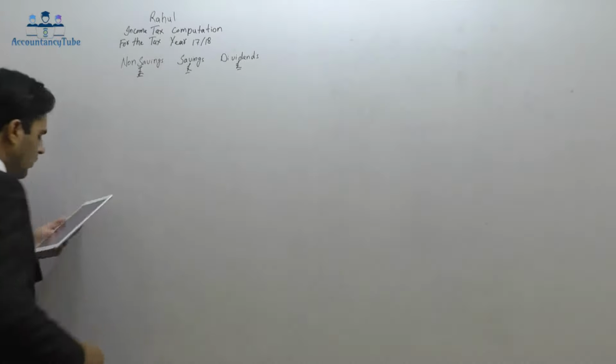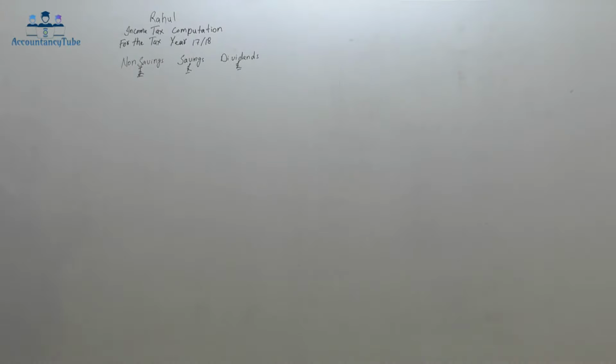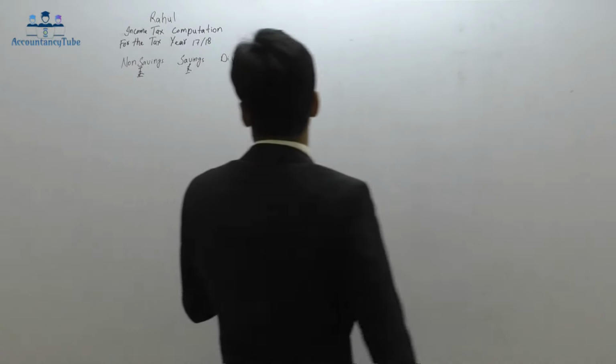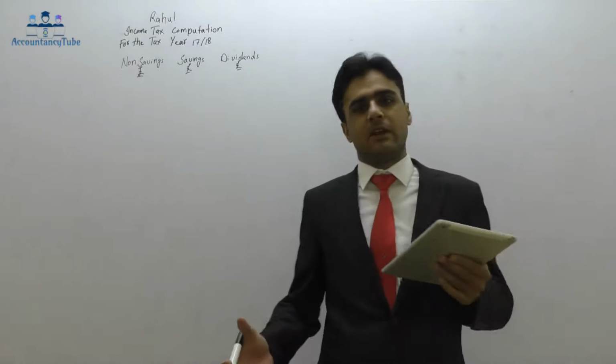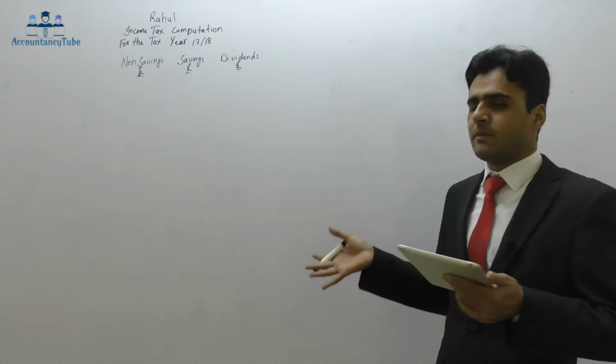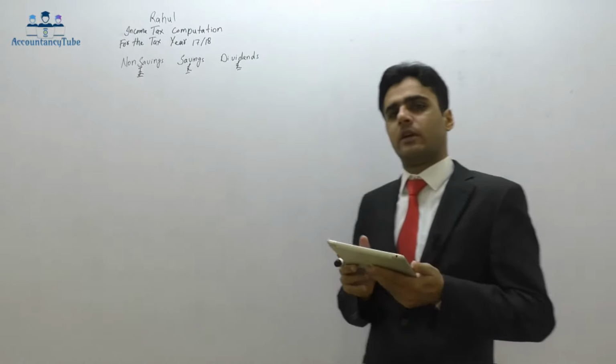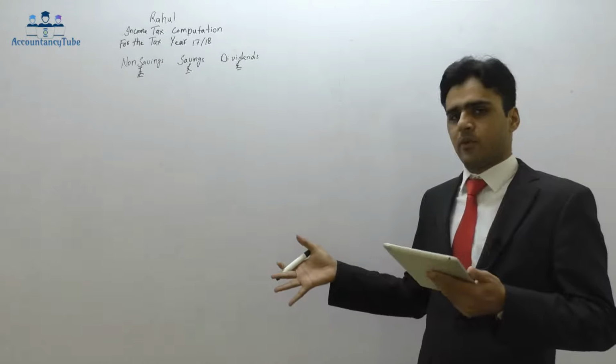Alright? Rahul had the following income and expenses during the tax year 17-18. So Rahul is the taxpayer name. I have listed the taxpayer name on top. Then income tax computation for the tax year 17-18. As I told you while making the income tax pro forma in our very first lecture, that's how we make the income tax pro forma.